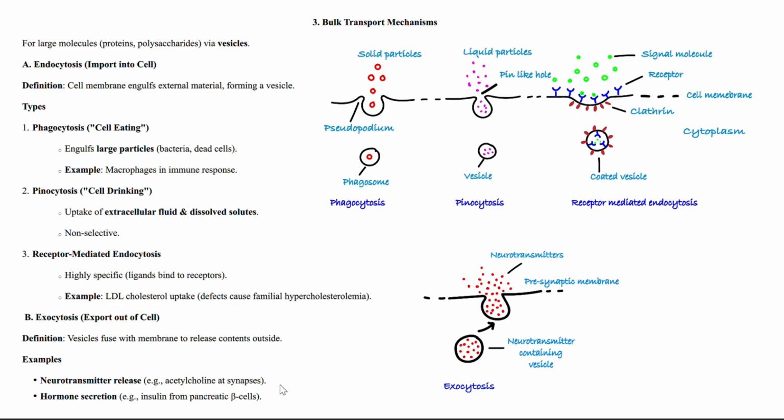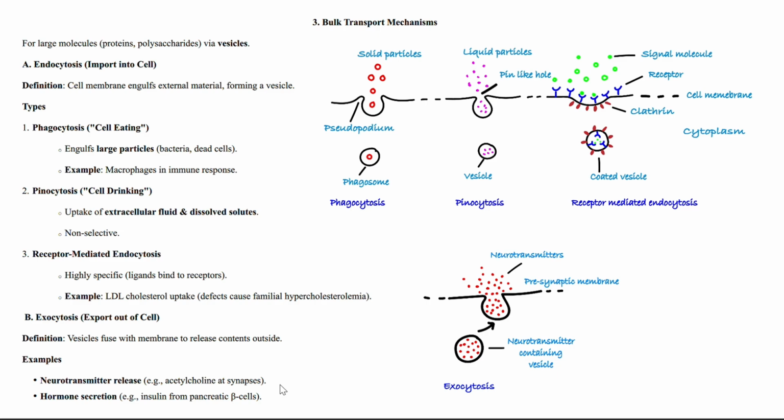Endocytosis, which is called import into the cell. So endocytosis is the process by which the cell membrane folds inward, wrapping around substances in the external environment and enclosing them within a vesicle. This vesicle then buds off into the cell, bringing the material inside. There are three main types of endocytosis, each with a unique role.